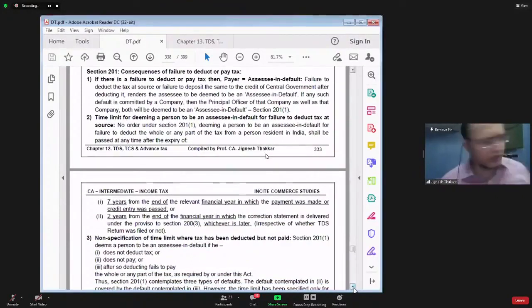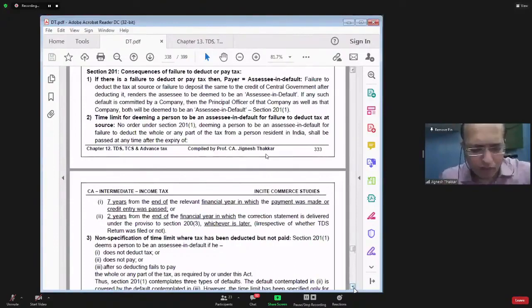Now we'll move on to section 201. Entire section is not important. Only part of the section is important. I'll tell you what is important, what is not.